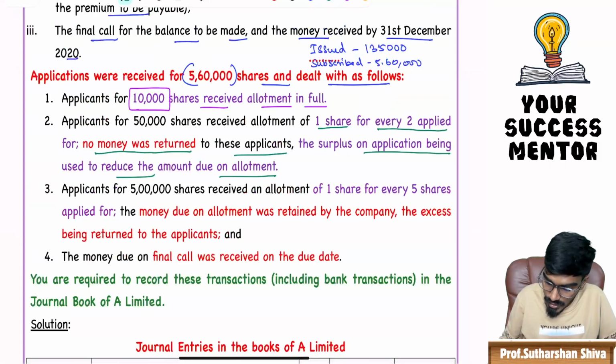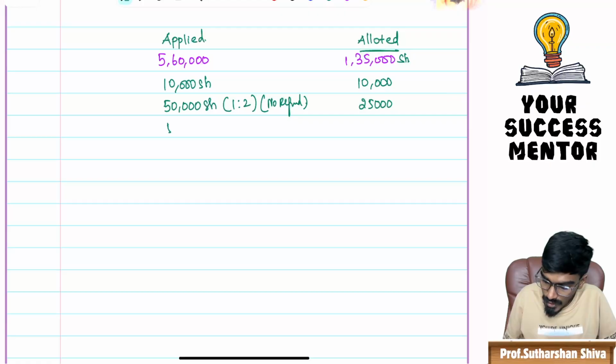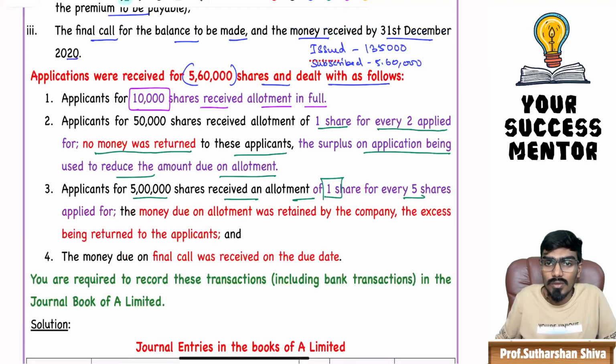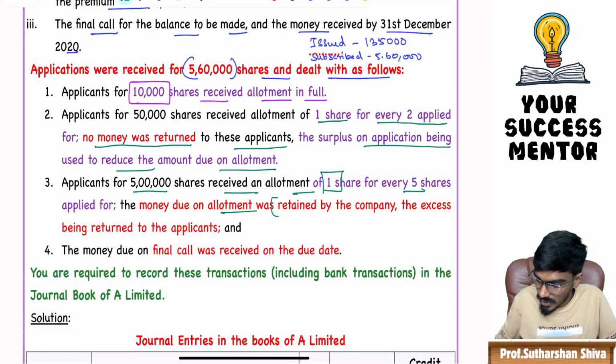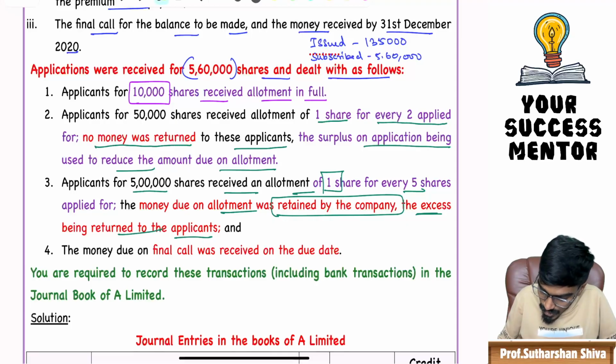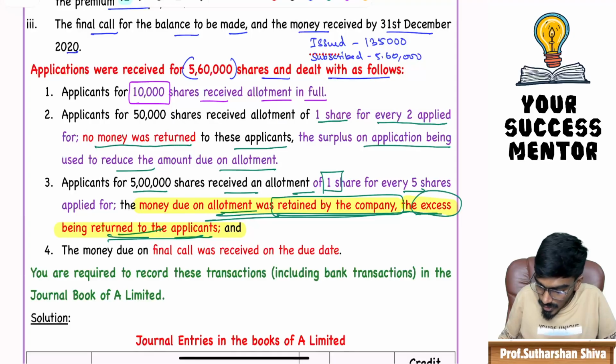Excess should be adjusted. Applicants of 5 lakh received an allotment of 1 share for every 5 shares. So 5 lakh has been applied, and on that a 1:5 ratio is applied. So they are allotting only 1 lakh, which gives you a total of 1,35,000, guys. Money due on allotment was retained by the company, and the excess is returned to the applicants. The most crucial point is that only anything in excess of the allotment money will be returned to the applicants.